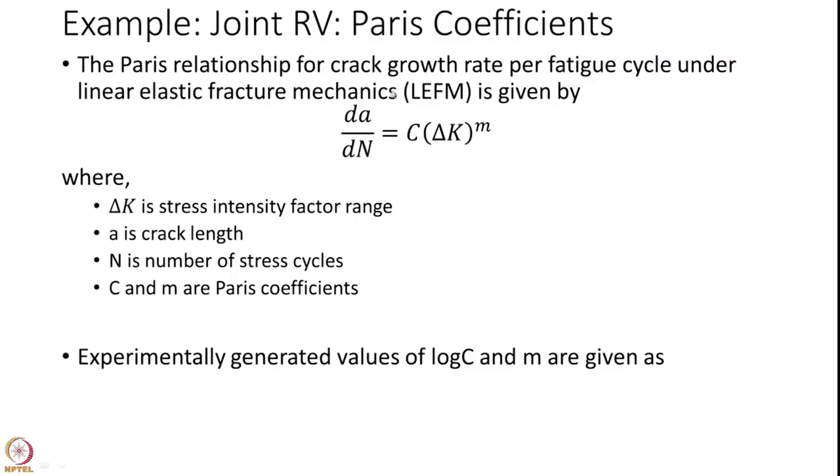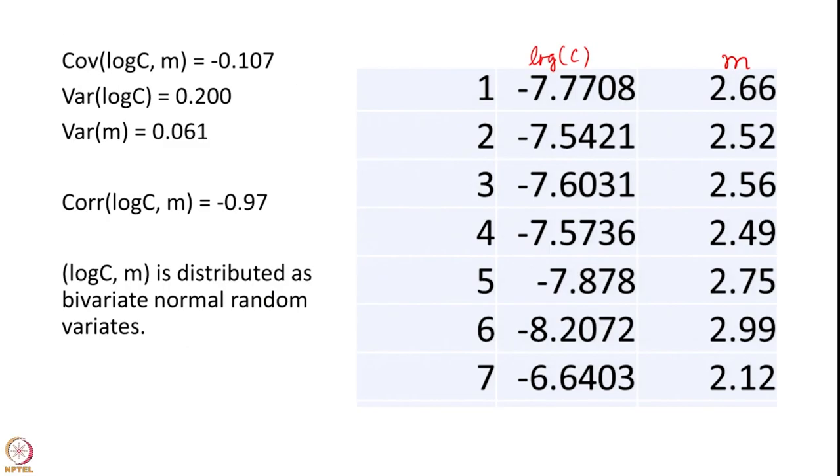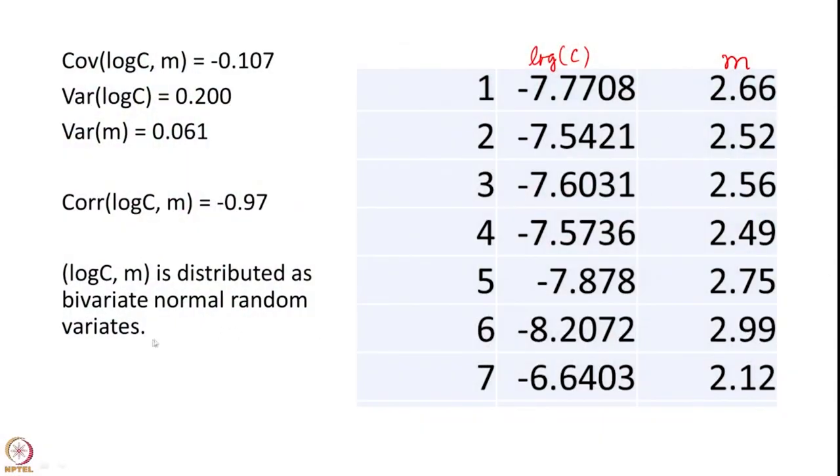Please remember, in the Paris equation it is not said that C and m are random. But when you actually perform the experiment, there is a random error in it, which gets reflected in these different values of log C and m, and they become random, because each experiment is a random experiment. Therefore these are random manifestations of log C and m. They are not supposed to be random, but from the random experiments we are getting different values. So when you perform an experiment, there is always a little randomness in it, and that gets reflected in the estimated values of the coefficients, and this is what I am showing.